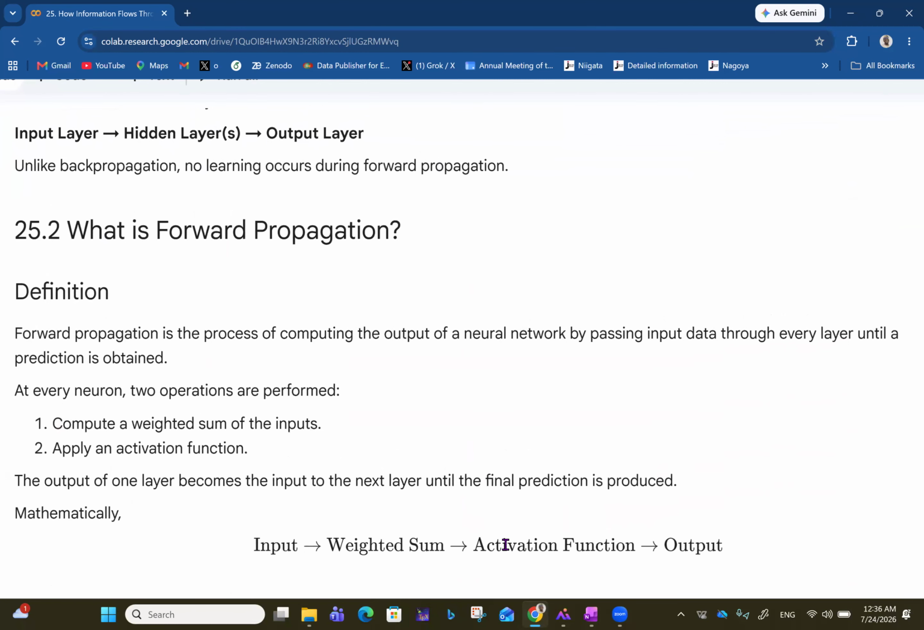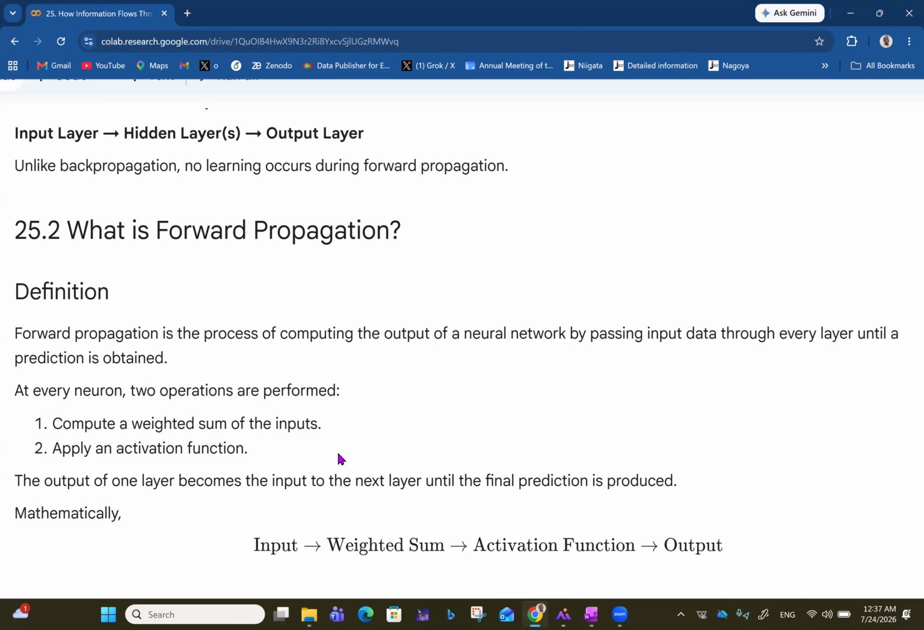Now, the definition: forward propagation is the process of computing the output of a neural network by passing input data through every layer until a prediction is obtained. So you have the input, it goes through every layer, and then you get an output. That is forward propagation. At every neuron, two operations are performed.